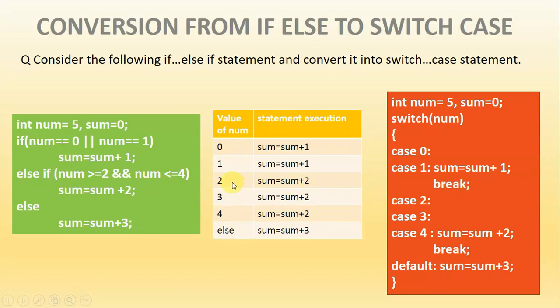Now for all the three cases, 2, 3 and 4, sum is equal to sum plus 2. This is what we have written: case 2, case 3 and case 4, sum equal to sum plus 2. And then break. Very important to give break. And for the last statement, I am writing default and sum is equal to sum plus 3. So this is the switch case of this corresponding if statement.